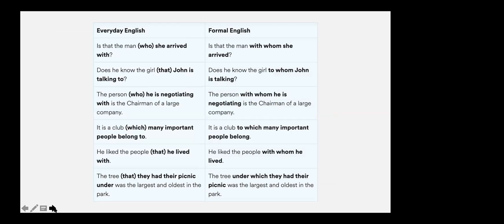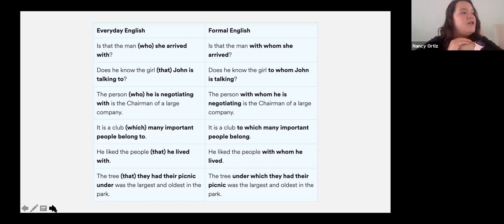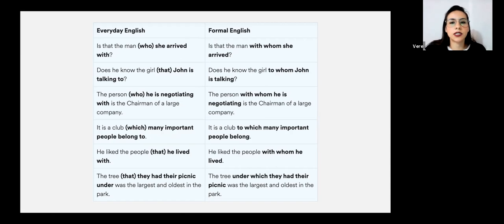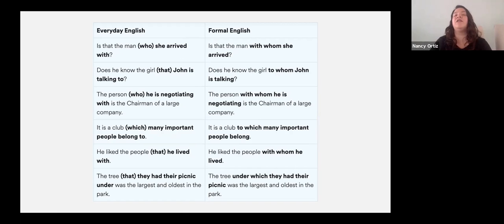Let's take some examples in this chart, and with this we can close today's session. We have everyday English and formal English. Leti, everyday English, number one. Bere, formal English, number one, please. Is that the man who she arrived with? Formal English: is that the man with whom she arrived? Exactly. As we said before, whom will always be more formal than who. And with whom, we don't end with a preposition. Number two, Daniel, everyday English. Eric, formal English.